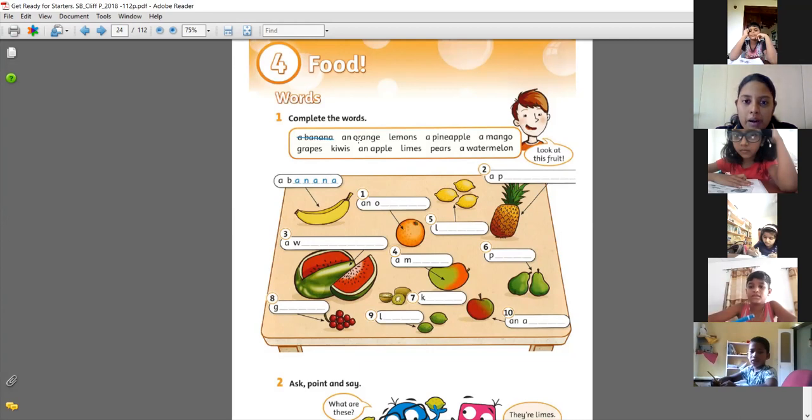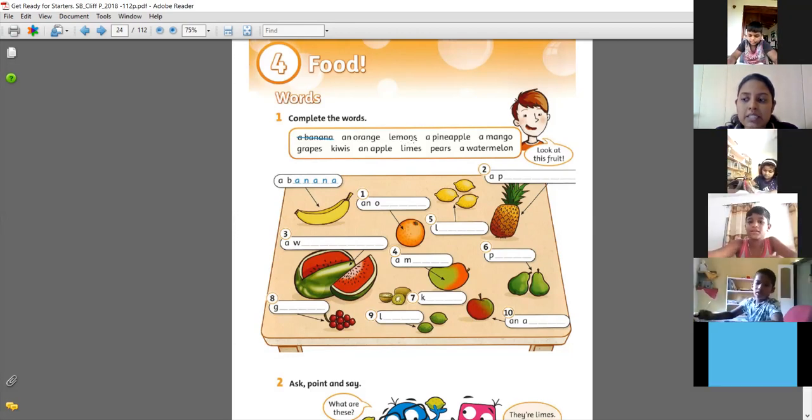Orange is a kind of fruit which is orange in color. I hope you all have eaten it before. Next one, lemons. What do you mean by lemons? It's a yellow color. You can see yellow color one here and also green color one. Lime is green color, but the lemon is yellow color. Mostly we use lime inside our home. But lemon is also used, but mostly we use lime inside our home.